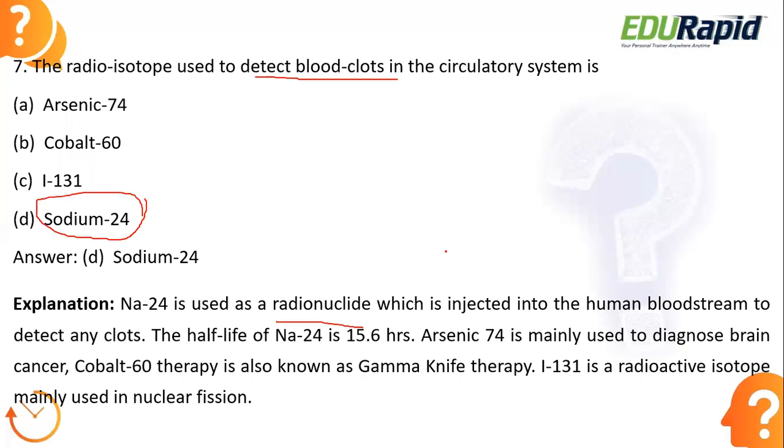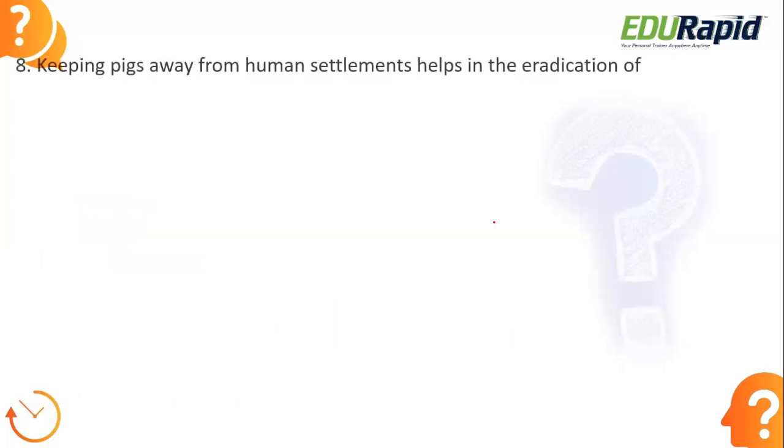Move to the next point, arsenic 74. It is mainly used to diagnose brain tumors, brain cancers, if found in an individual. Cobalt 60 is used to treat various types of cancerous cells. This cobalt 60 is also known as gamma knife therapy. Whereas iodine 131 is a radioactive isotope which is used mainly in nuclear fission reactions. Now move to the next question.